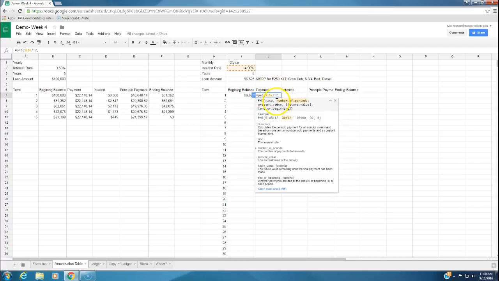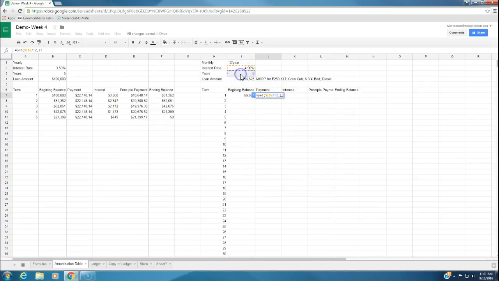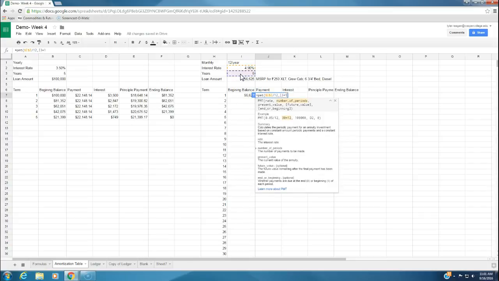So the number of periods, this is the number of terms. How many times are we going to be paying on this particular note? We said we had 5 years, but we multiply that by 12 because this is the number of payments that we're actually going to be making. Don't forget, we need to lock in the I3, lock in that cell in order to ensure that the payment stays the same all the way down.